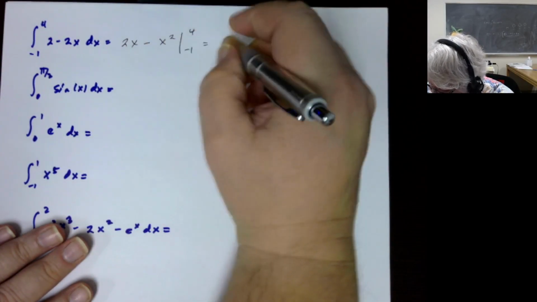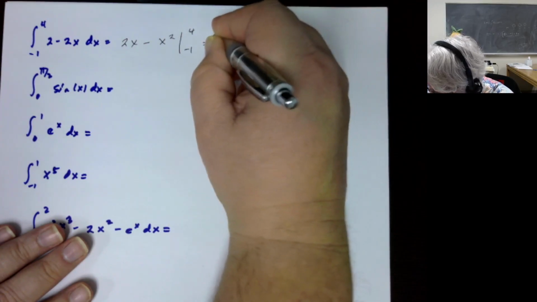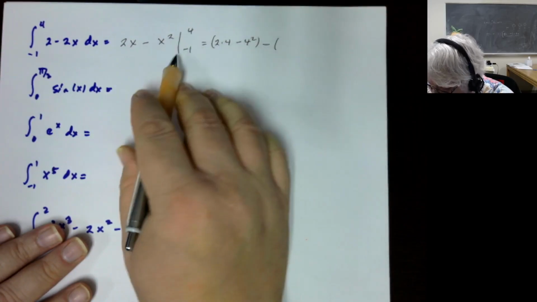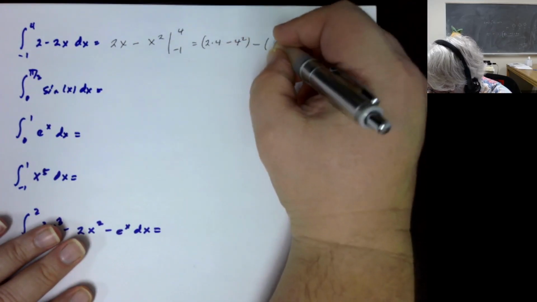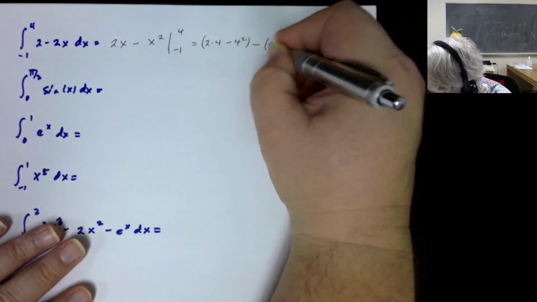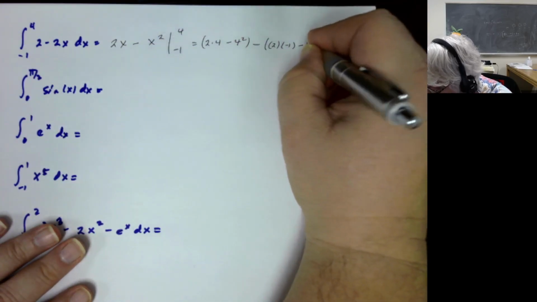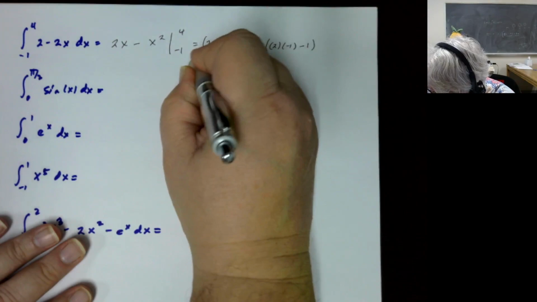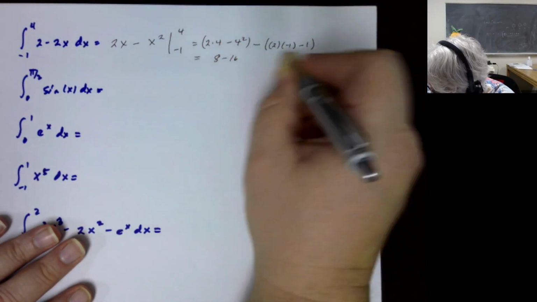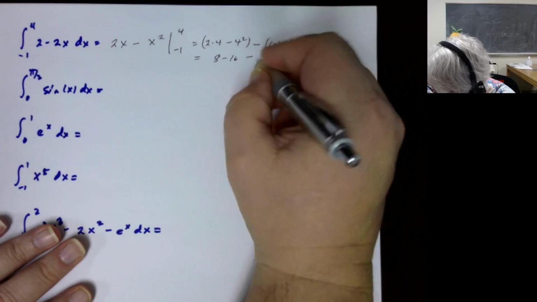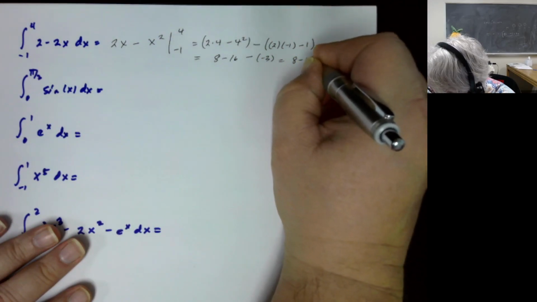And so if we plug in 4, we get 2 times 4 minus 4 squared, minus, and then plug in minus 1. 2 times minus 1 minus 1. Okay, so we get, let's see, 8 minus 16 minus 3, it looks like. So that's 8 minus 13.